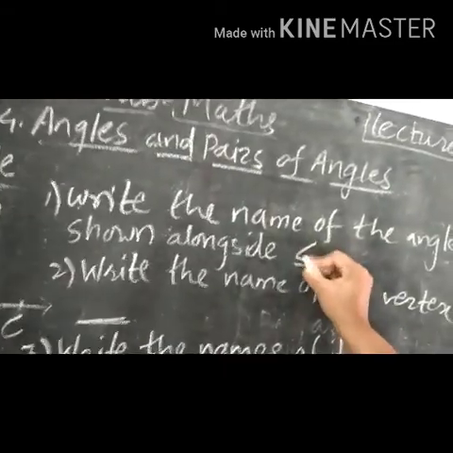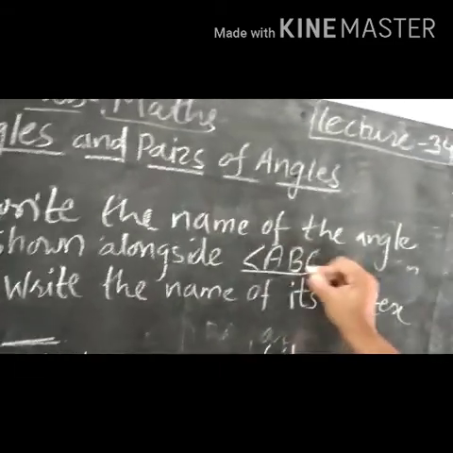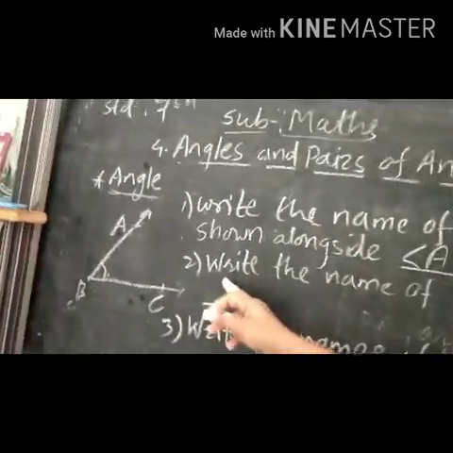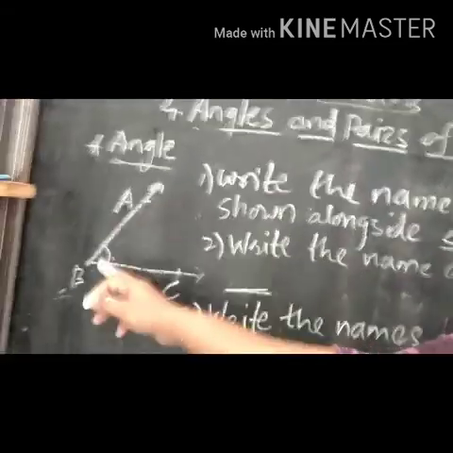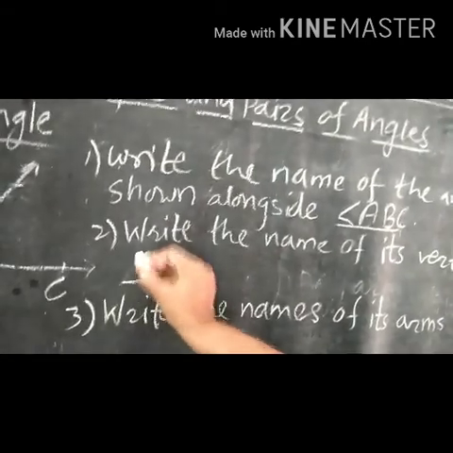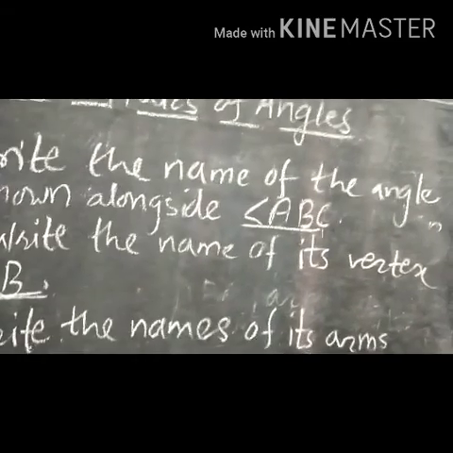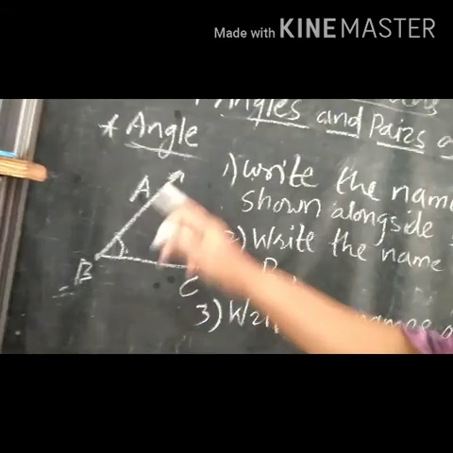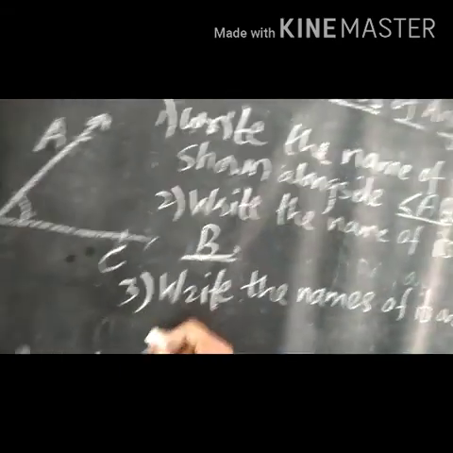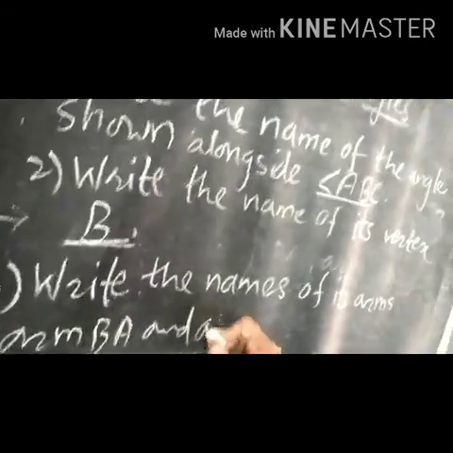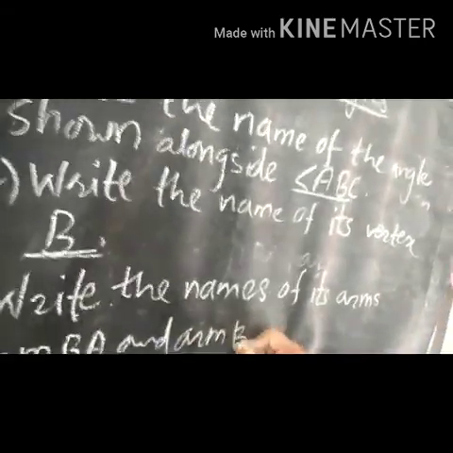So here we can write angle ABC. Next, second, write the name of its vertex, B of these two rays. So vertex B. Next, write the names of its arms. So there are two arms, arm BA and arm BC.